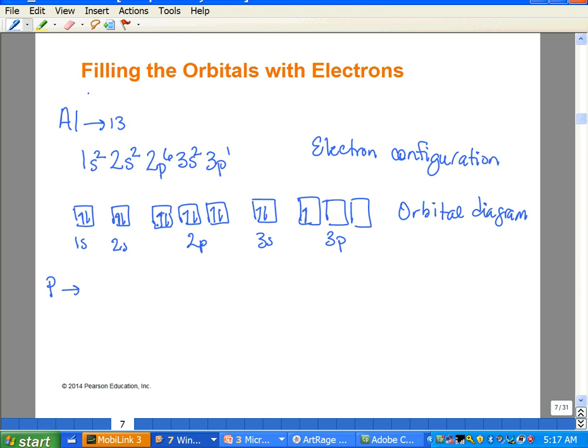So as you can see, you can look at any of the orbitals and see where the electrons are in both of these. You can do either both, one or the other. And we're going to do some problems together to give you an idea of what you'll be expected to know how to do.